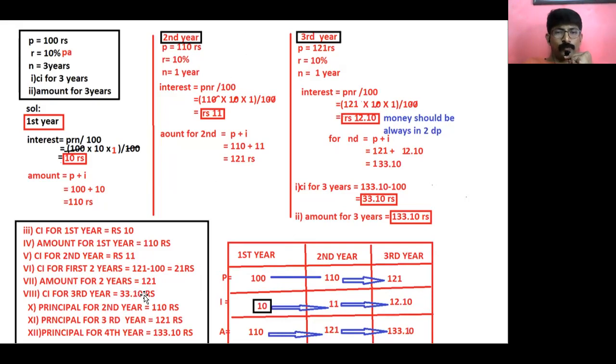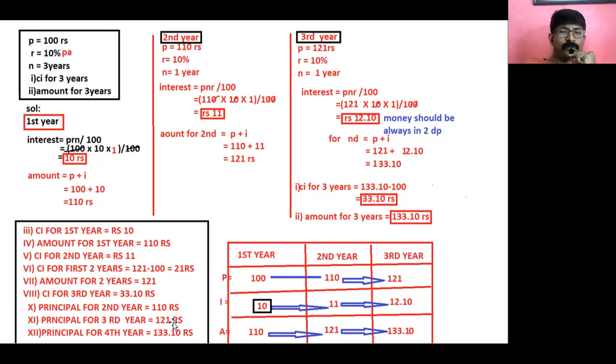Okay, let's move ahead. Principal for the second year. I hope you have changed over here to 12.10, not 33.10. The slide has some error. Let's move ahead with the ninth question. The ninth question is principal for the second year. What will be the principal for the second year? Principal for the second year is 110 rupees.